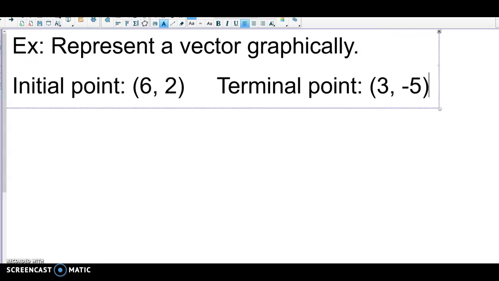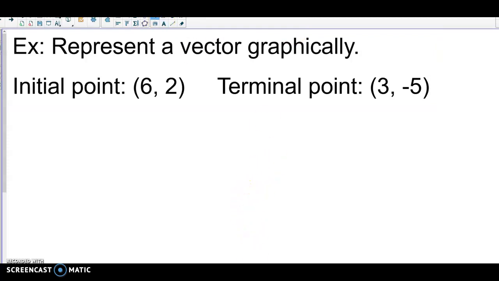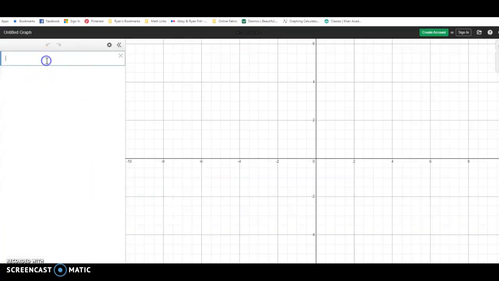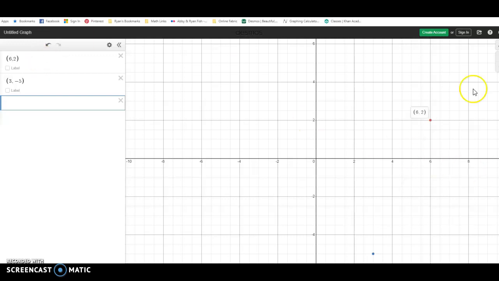Okay, so when we're thinking about this graphically, I'm actually going to go to Desmos to graph these points. It'll make it look a little easier. When we are graphing those points, we can see if the red is my initial point, that means I'm going in the negative x direction and the negative y direction. That's not that big of a deal, it's just something to note. So how do we go from the red point to the blue point is really what we're trying to figure out.